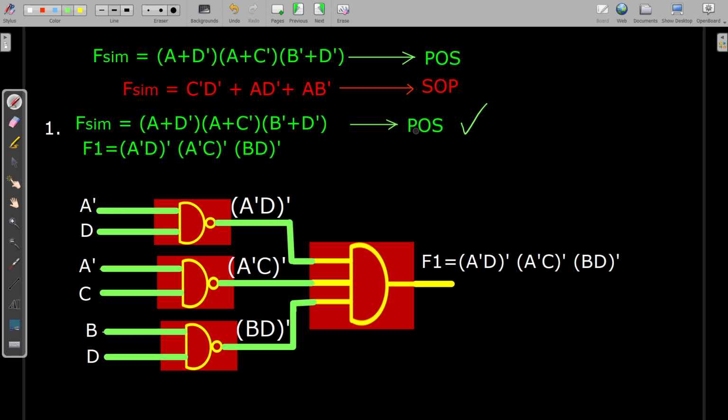You have to always remember De Morgan's theorem, isn't it? I have already told you that if (a plus b) the whole dash is there, then you can write it as a dash b dash. If you have (ab) the whole dash, then it can be written as a dash plus b dash.